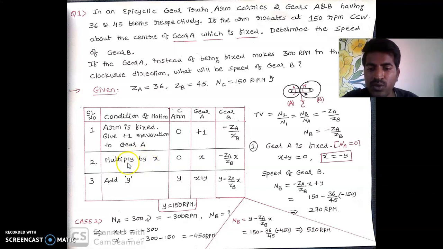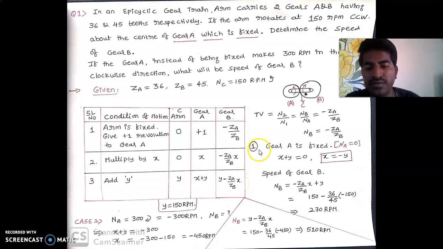Now second step is what? Multiply by x. X into 0, 0. X into 1, x. X into minus ZA by ZB, that is minus ZA by ZB into x. Then third step is what? Just add y to the second row. 0 plus y, y. X plus y, x plus y. And y minus ZA by ZB into x.